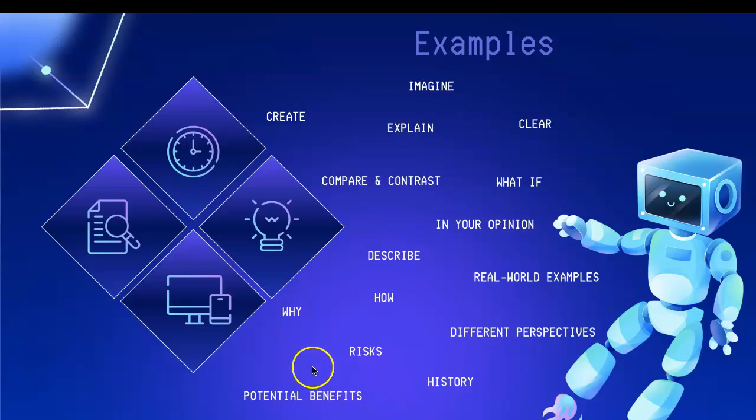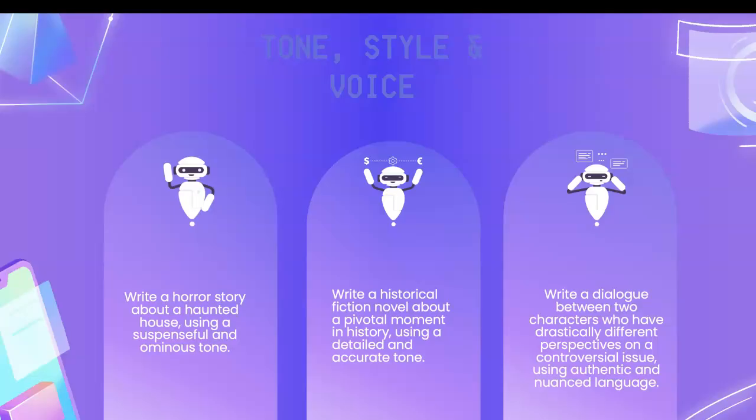And then potential benefits and risks, you can get in-depth analysis as well. So here we have some examples. I just picked a few. Write a horror story about a haunted house, and now I'm telling it what tone to use, using a suspenseful and ominous tone. The next one is write a historical fiction novel about a pivotal moment in history using a detailed and accurate tone. And we'll add this prompt.